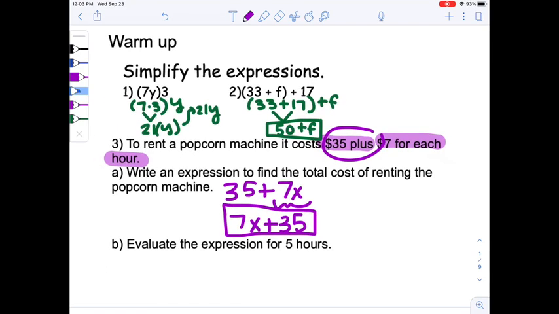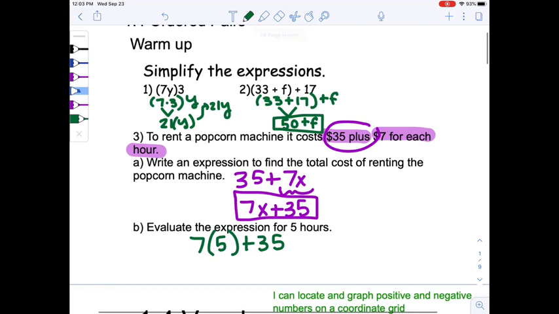Then letter B says evaluate for 5 hours. So all we're going to do is plug 5 in for x and solve. So 7 times 5 plus 35. Then following order of operations, I have to multiply first. 7 times 5 is 35, and then I still have that plus 35. 35 plus 35 gets me 70, but since it's a word problem, I have to answer this in a sentence.